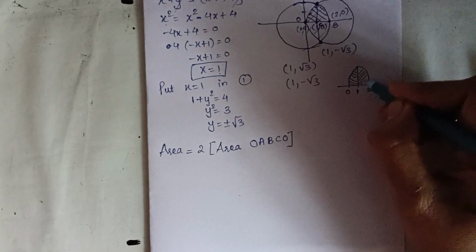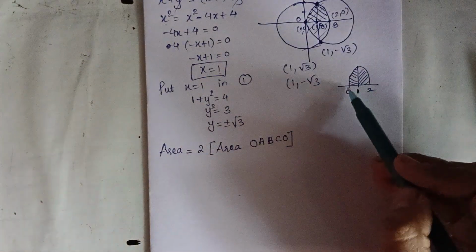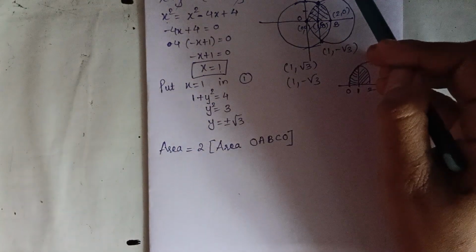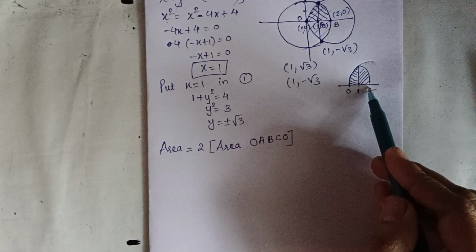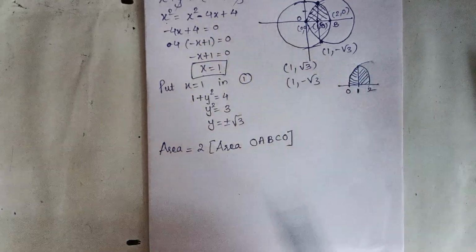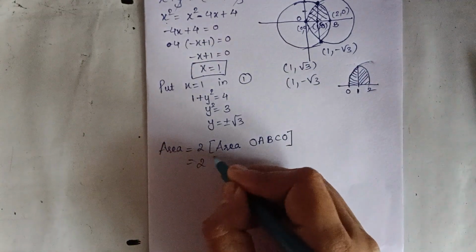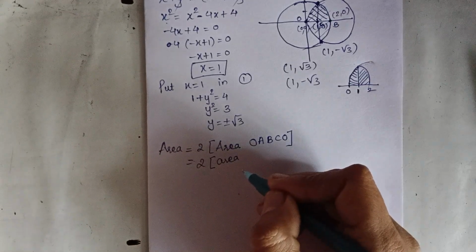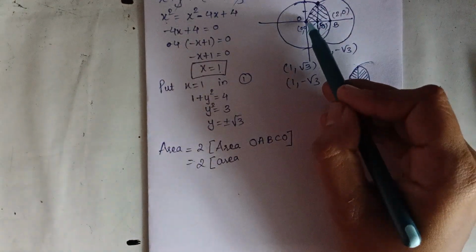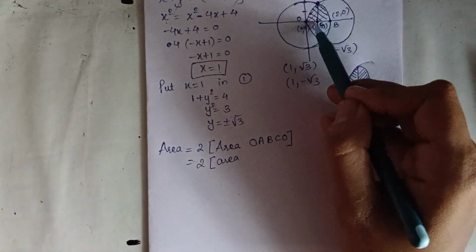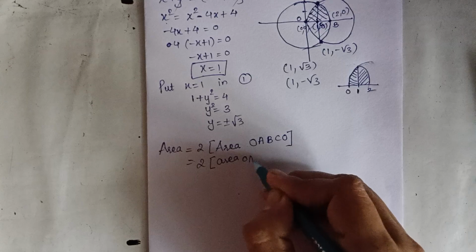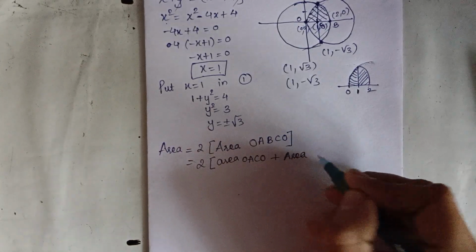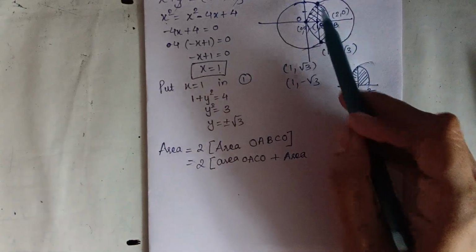That is this part. So this is a part of which circle? The second one, right? And this is a part of the first circle. So this area will be 2 times the area of this region OACO plus area CBAC.